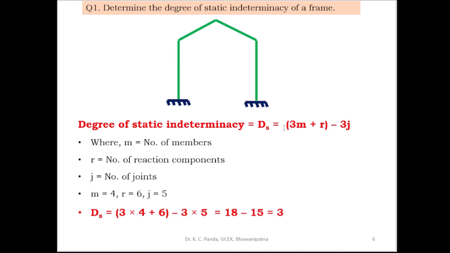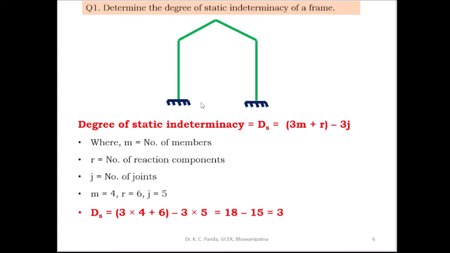Then put these values in this equation. So ds is equal to 3 into 4 plus 6 minus 3 into 5. Then 18 minus 15, so this is equal to 3. So the degree of static indeterminacy of this frame is equal to 3.